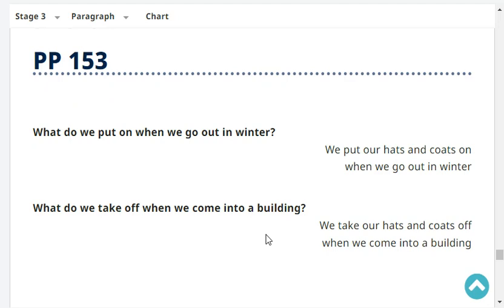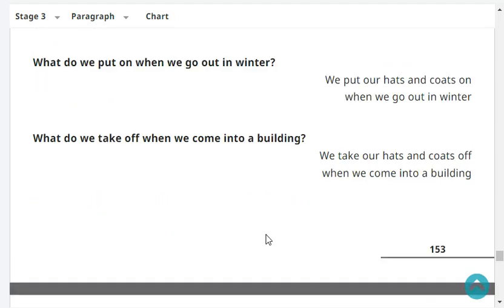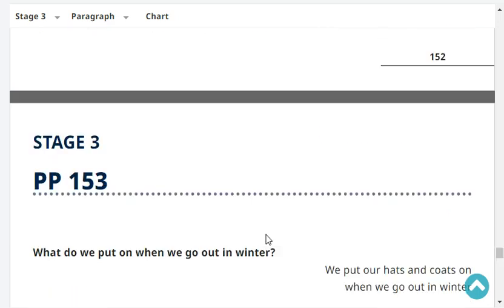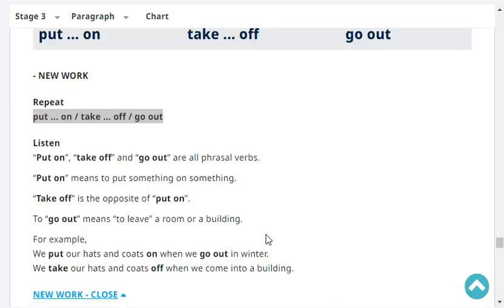Well, what do we take off when we come into a building? We take our hats and coats off when we come into a building. Very good.